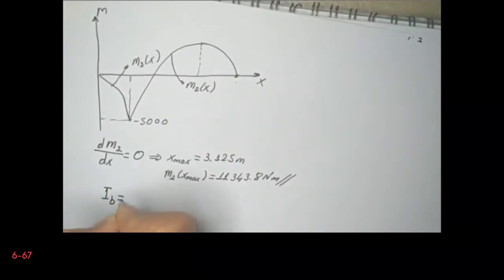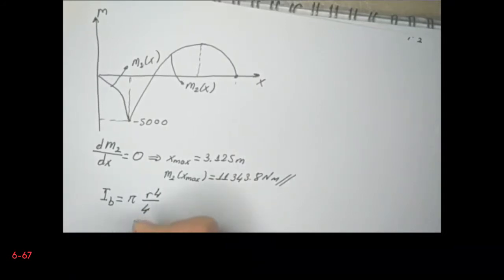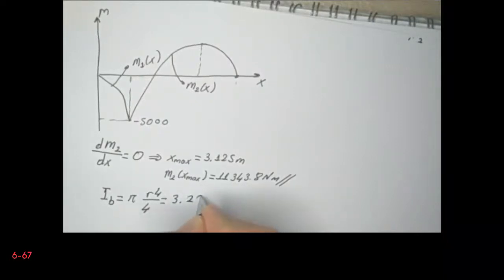Okay, now let's calculate the moment of inertia. The moment of inertia for a circular cross section is pi r to the power 4 divided by 4. If you put the values, r is 45 millimeters, it is going to be 3.22 10 to the power minus 6 meter to the power 4.